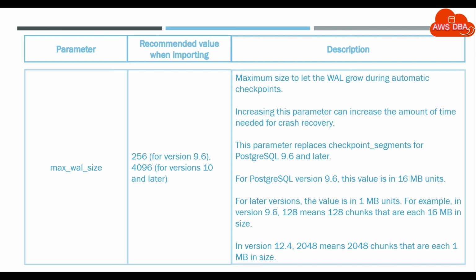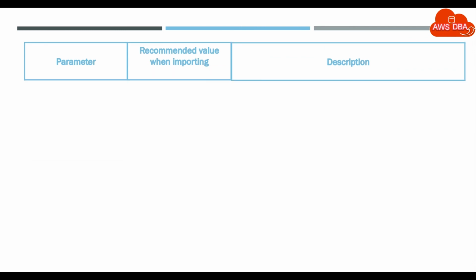For PostgreSQL version 9.6, this value is in 16 megabyte units. For later versions, the value is in 1 megabyte units. For example, in version 9.6, 128 means 128 chunks that are each 16 megabytes in size. In version 12.4, 2048 means 2048 chunks that are each 1 megabyte in size.